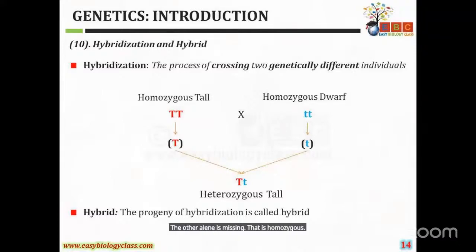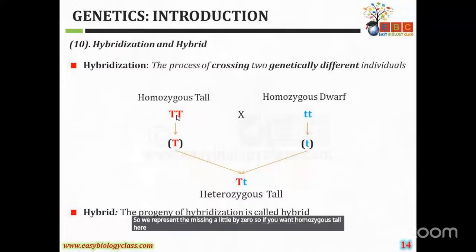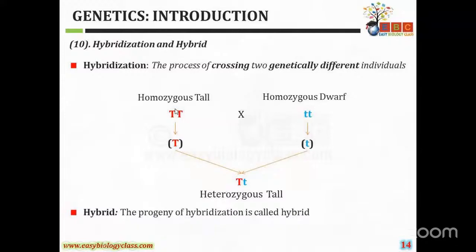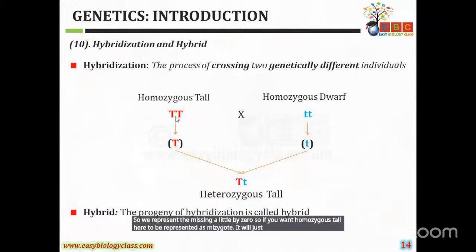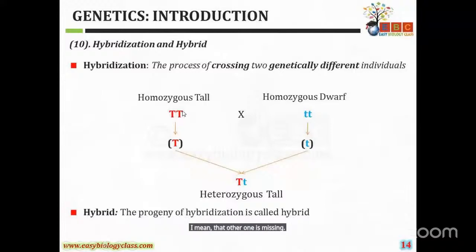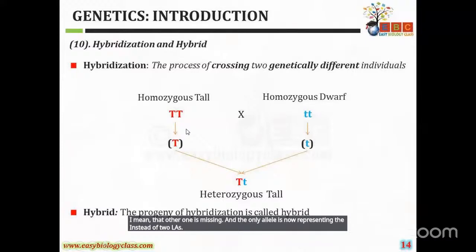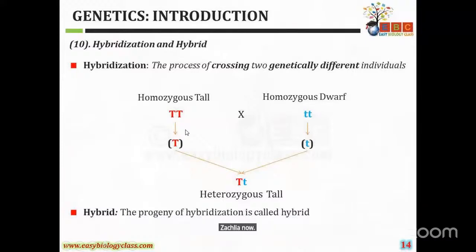So we represent the missing allele by 0. So if you want homozygous tall here to be represented as hemizygous, it will just be T naught. That is T0. That means that the other one is missing, and the only allele is now representing the gene instead of two alleles. Is that clear now? I can see many of you raising up your hand. Yes, sir. Well understood, sir.